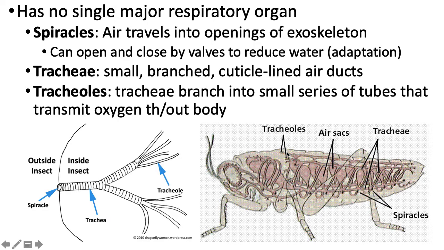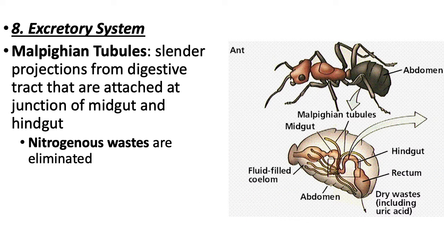Okay, and the final body plan, the excretory system, getting rid of the nitrogenous waste. In these arthropods, you'll see the Malpighian tubules in your grasshopper, slender projections from the digestive tract, attached at the midgut and the hindgut, and they help get rid of nitrogenous waste. So let's see if I can find that. Here are the Malpighian tubules right there. So this is how nitrogenous wastes are eliminated.